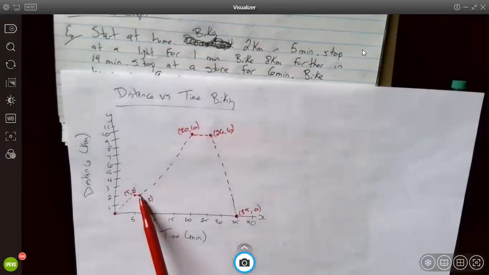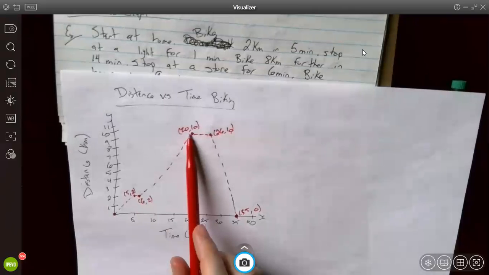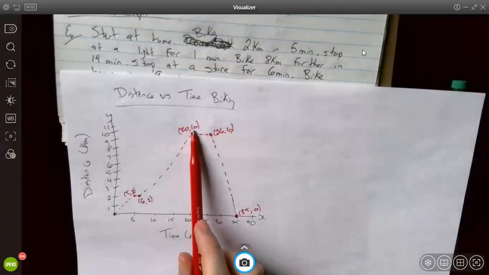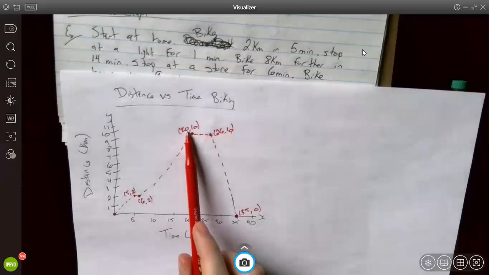From that point, it then says that we bike 8 kilometers further in 14 minutes. So right now we're 2 kilometers away. If we go 8 kilometers further, we're going to be 10 kilometers away. Right now we're also at 6 minutes. If we bike for 14 more minutes, that will be 20 minutes that we've been biking in total. So that's why the next point is at 20 minutes and 10 kilometers. So I was 2 kilometers away and then biked 8 more. I had been biking for 6 minutes and then biked 14 more.